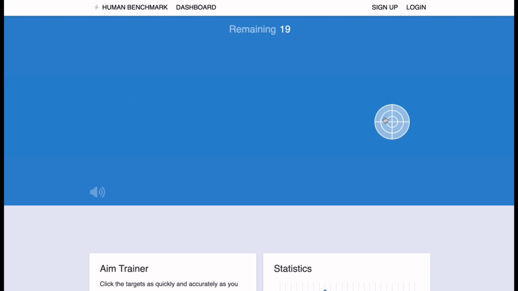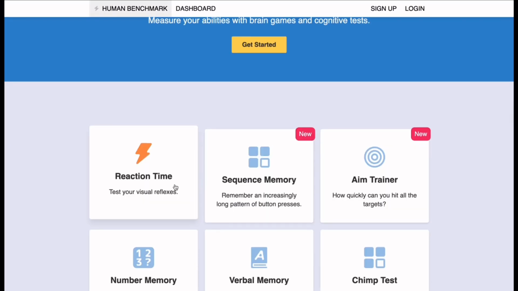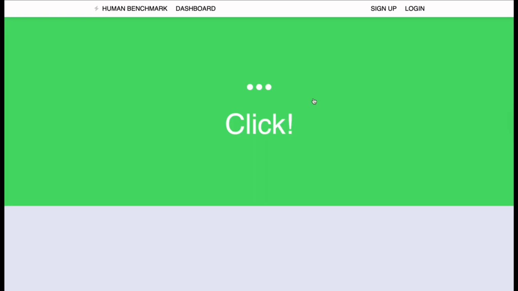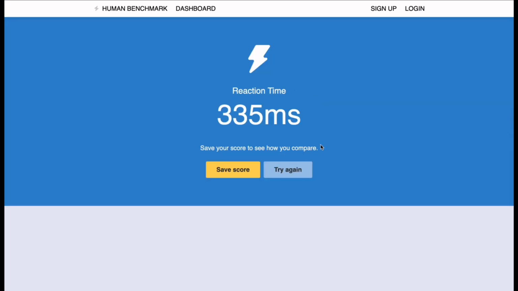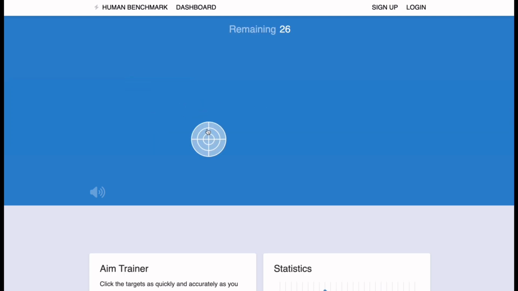The categories were reaction time, memory, and accuracy. The tests we chose from were the aim trainer for accuracy, reaction time for reaction time, and number memory for memory. These tests work as follows. For the reaction time test, the screen would turn from red to green, and when this happened, the player would have to click. The reaction time would then be shown on screen in milliseconds. For the aim trainer test, the player would have to click different targets on their screen, trying to reach 30 hits as quickly as possible, and their time per target would also be measured in milliseconds.